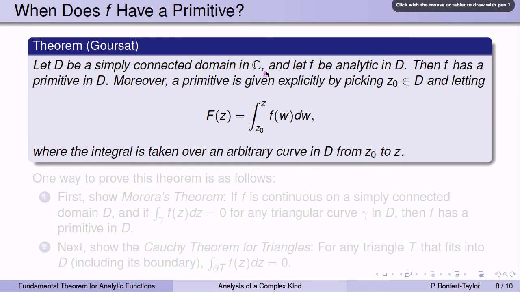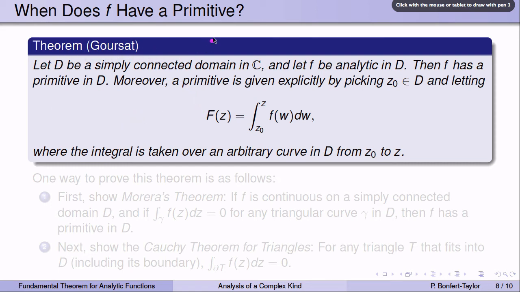So having a primitive is wonderful. A function that has a primitive has integrals that can be evaluated over paths really simply by just taking the primitive and evaluating it at the endpoint minus the primitive at the original point of the curve. So what functions have primitives?